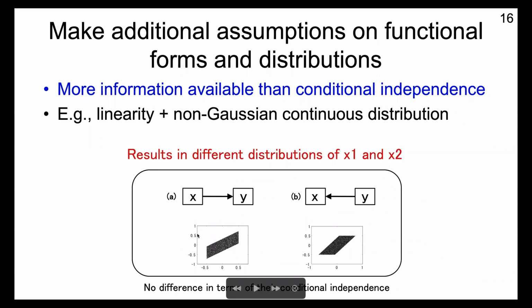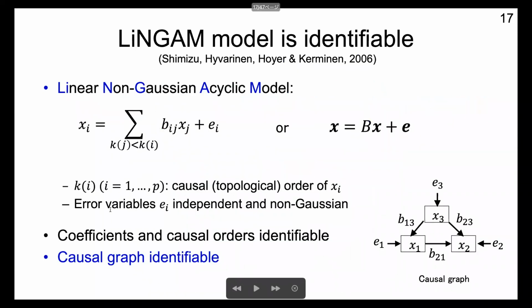This was a two-variable example, but the same applies to cases with 3 or more variables. So now I will introduce the LiNGAM model, linear non-Gaussian acyclic models, as a representative example of identifiable causal models. This model assumes linearity, non-Gaussianity, and acyclicity. We further assume that there are no unobserved hidden common causes here.